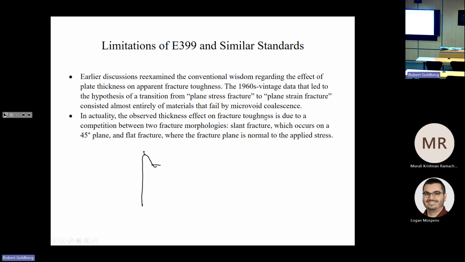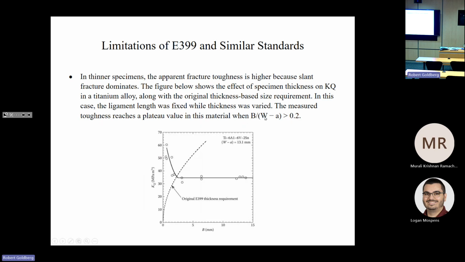So we talked about how normally in your specimen, you have these areas on the edges where it's a slant fracture, and in the middle where it's a flat fracture. And in thinner specimens, the apparent fracture toughness is higher because the slant fracture dominates.